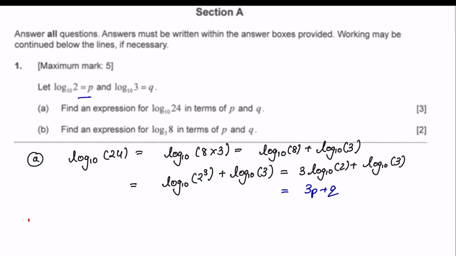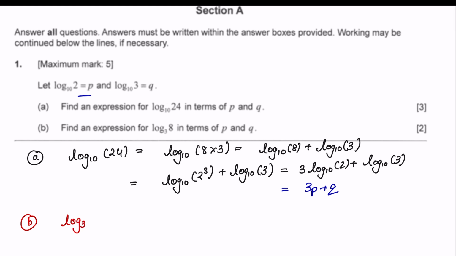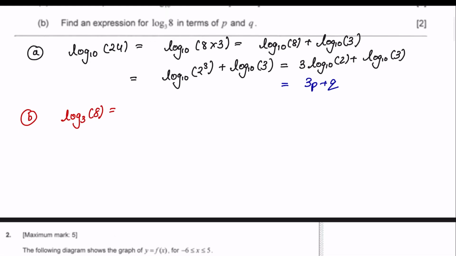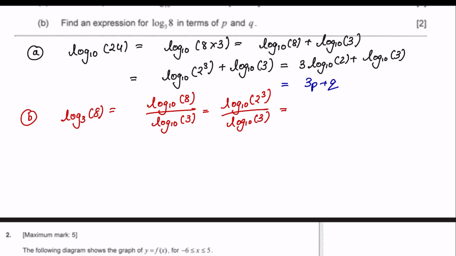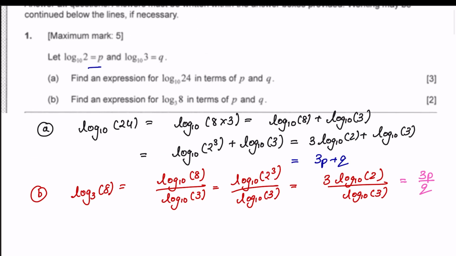Now moving on to part B, we have to find the expression of log base 3 of 8. For this, we have to use the base change formula of log, which will give me log base 10 of 8 divided by log base 10 of 3. This is the base change formula for log. Similarly, log base 10 of 8 can be written as log base 10 of 2 cubed, divided by log base 10 of 3, which can be written as 3 log base 10 of 2 divided by log base 10 of 3. So the numerator becomes 3p and the denominator becomes q. So 3p over q is the answer to part B.